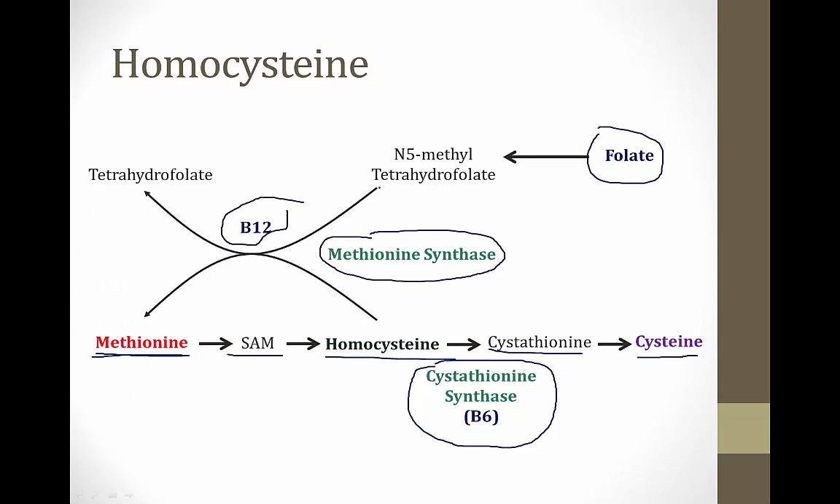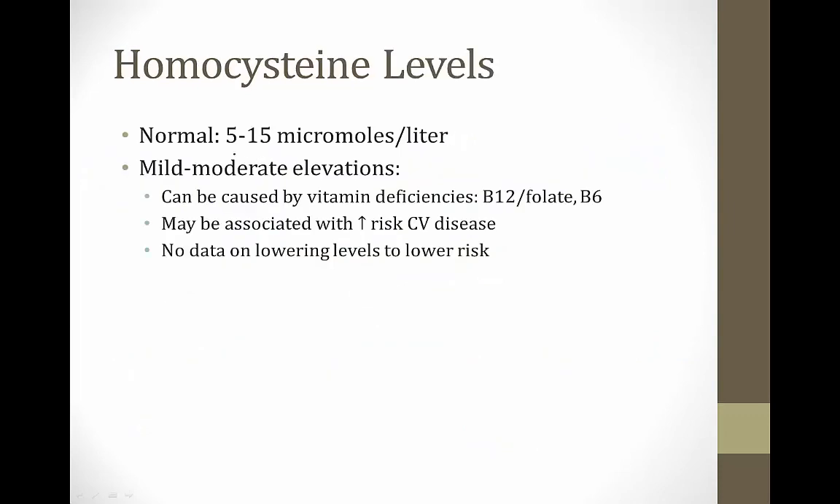Folate is converted to a molecule of N5-methyl tetrahydrofolate, and then this methyl group is given back to homocysteine to make a molecule of methionine, and as a result you create a molecule of tetrahydrofolate, and this requires vitamin B12 as a cofactor.